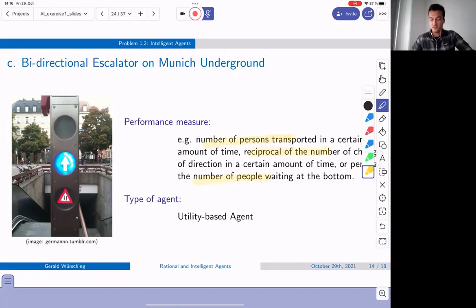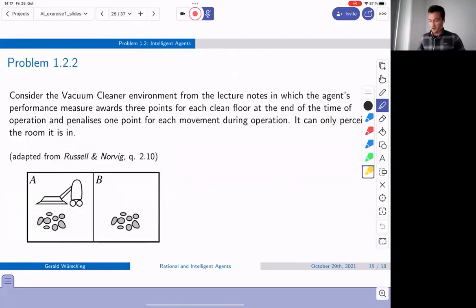So this is again something that the utility-based agent would do in such a case, because there are again multiple actions it can take to reach the goal. So there's not just one action, and this trade-off is best done using a utility-based agent. All right, good. Then we can continue with the next question.